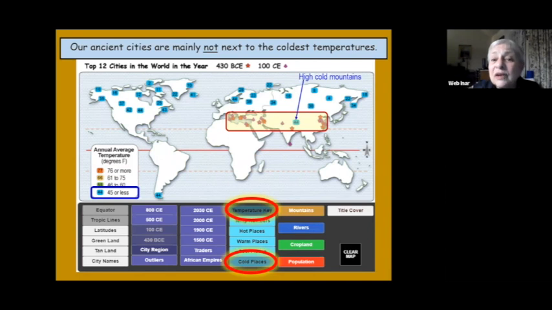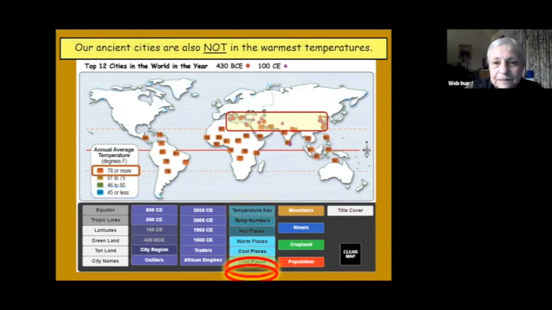To look at the cold temperatures, we see none of the ancient cities inside the region of cold temperatures. A few of them are close to a cold temperature because that is a very high mountain in the Himalayas. The ancient cities are not in the warmest temperatures, but they are close to the hottest temperatures.